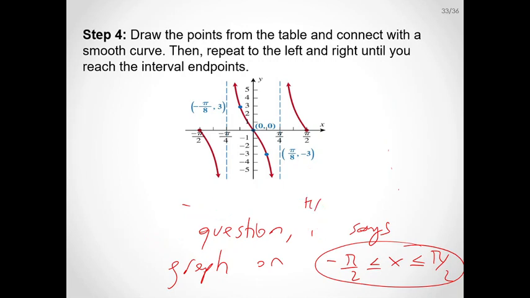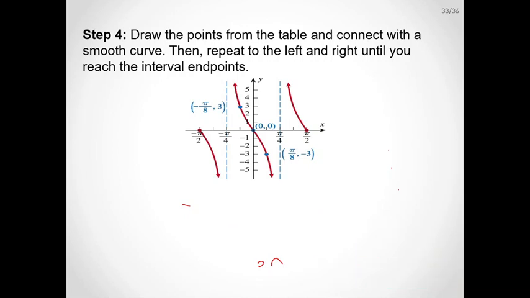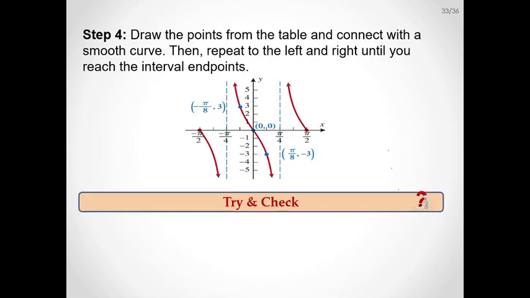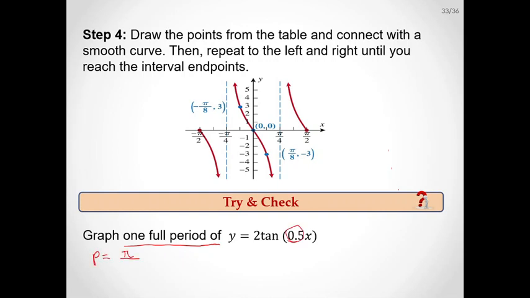Okay, let's look at the try and check exercise. Now, graph one full period of y equal to tangent 0.5x. So let's start with the period. What's the period of this? Pi over 0.5, which is 2 pi. I leave it to you why it's 2 pi. Stop the video and try to calculate. Good exercise for fractions. Now p is equal to 2 pi. That's one thing.